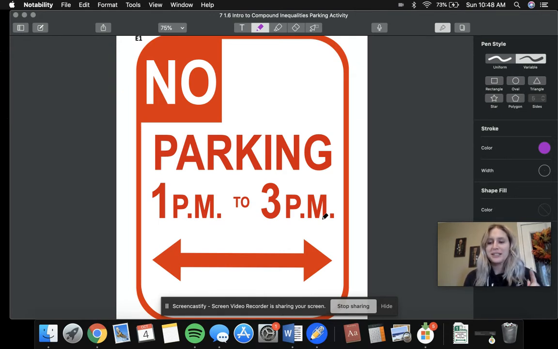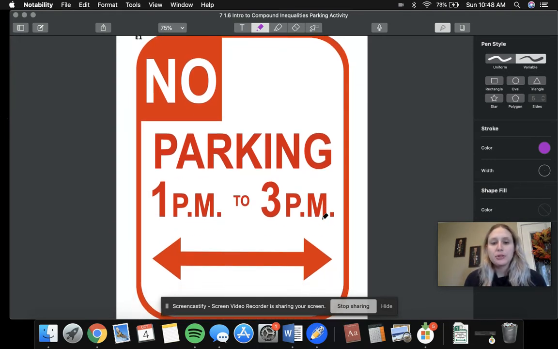There are two examples that we'll talk about today, and then you guys are going to go out into the Great Hall and try some more. So here's the first example. It says no parking from 1 p.m. to 3 p.m. What we need to think about for this entire activity is, when can you park?